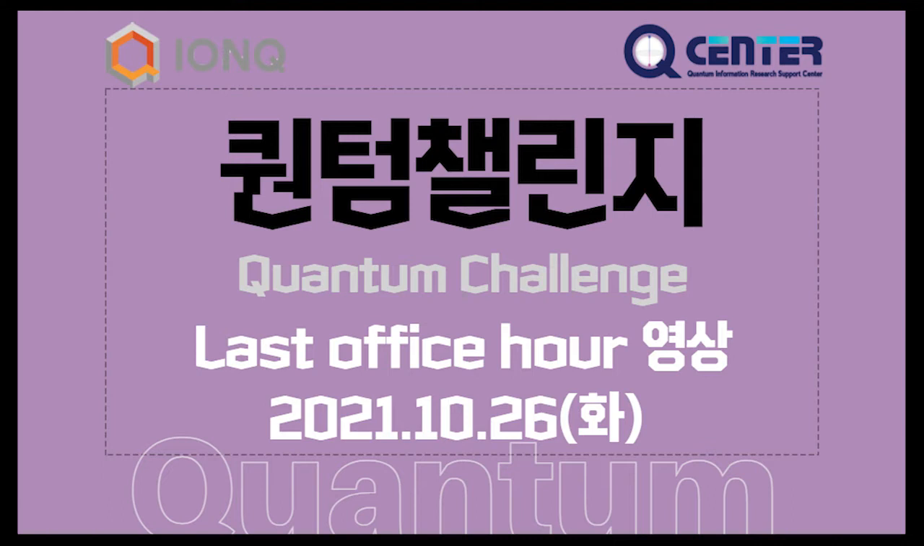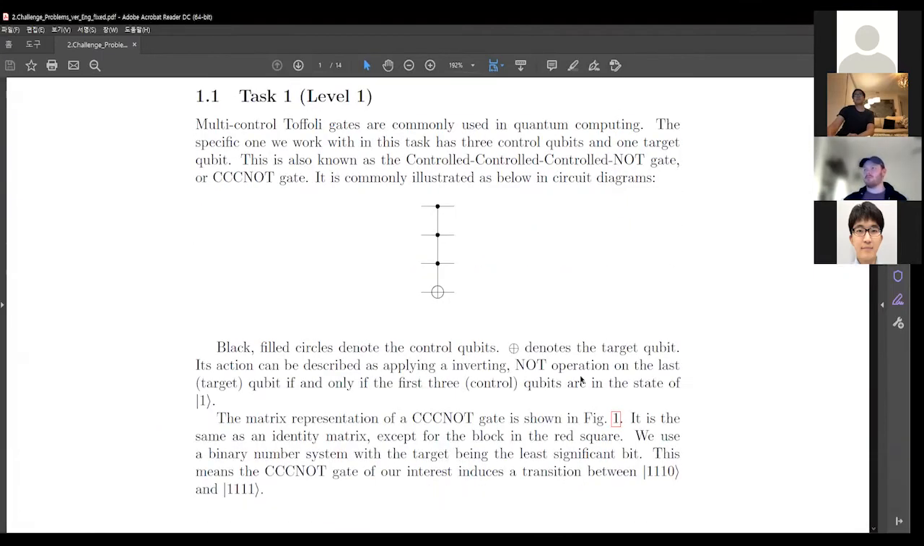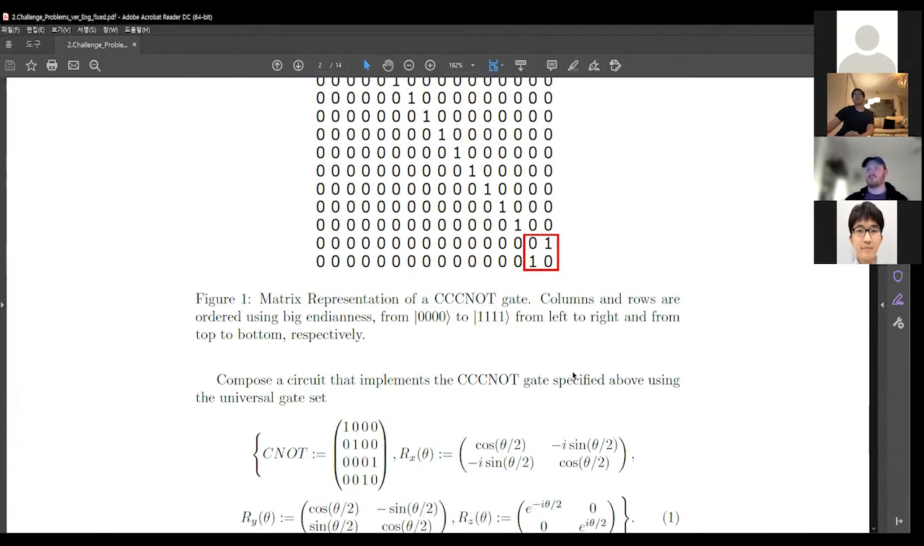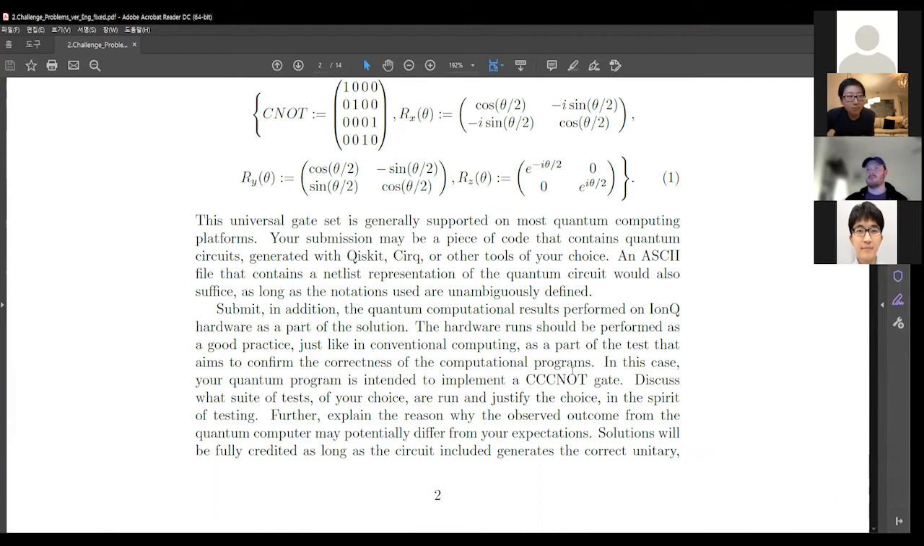So there's one question on the chat. I will read. Before we move on, let me share the problem so we can take a look at it. So in task 4 and 5 in problem 1, what does it mean by the 2 qubit gate layer? How is it different from the number of 2 qubit gates?